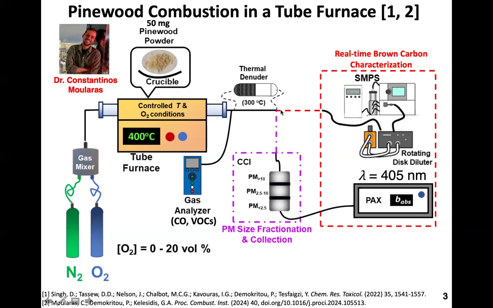Brown carbon particles were also directed into a compact cascade impactor. There, brown carbon particles were size fractionated based on their aerodynamic diameter, and they were deposited on filters to characterize their mass concentration and elemental carbon content. The size selected brown carbon particles that had an aerodynamic diameter smaller than 2.5 micrometers were directed into a photoextinction meter. There, we measured their absorption coefficient at a wavelength of 405 nanometers.